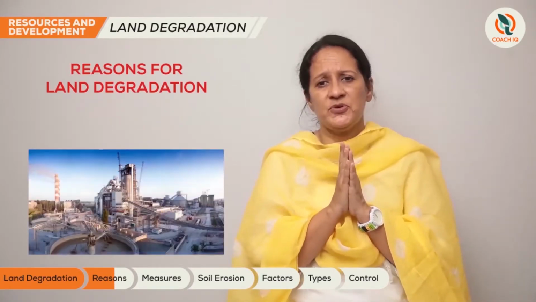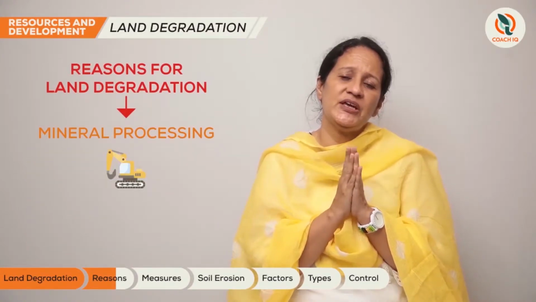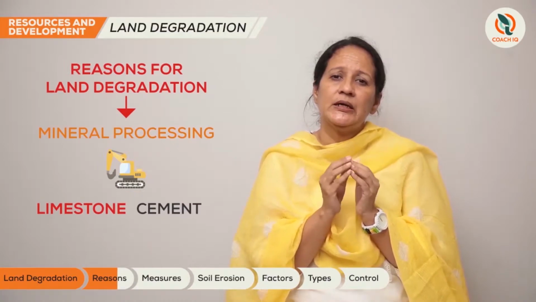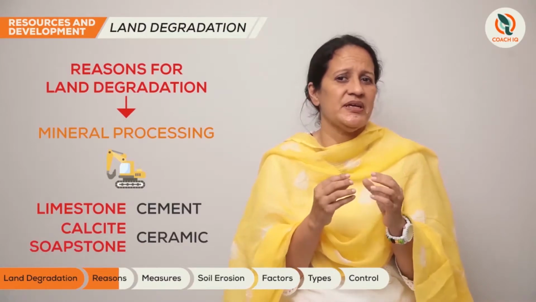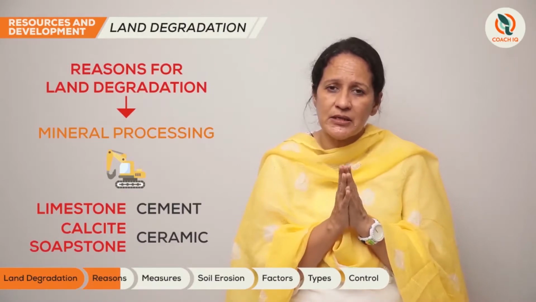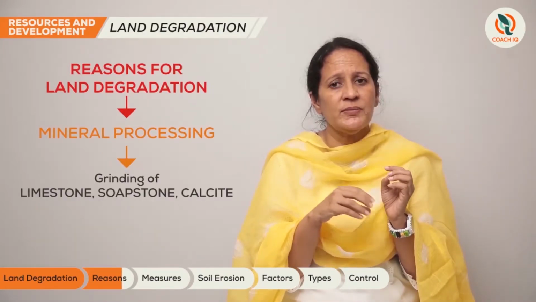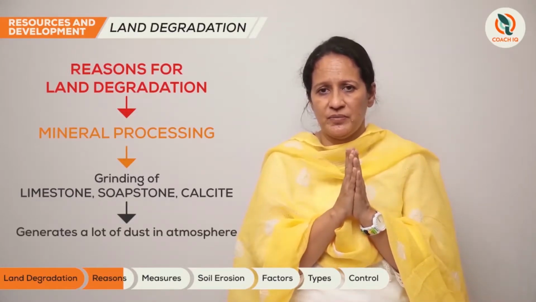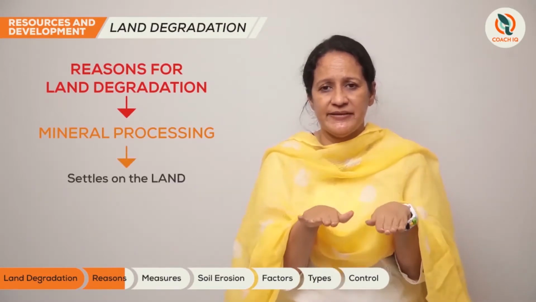Then you have mineral processing. If you see certain minerals, like you take your limestone for the cement industry, you take calcite and soapstone for your ceramic industry. Ceramic is where you make your tiles and your sanitary ware and your wash basins. So grinding of limestone, soapstone, calcite generates a lot of dust in the atmosphere. Where will this dust go? It goes and settles on the land.